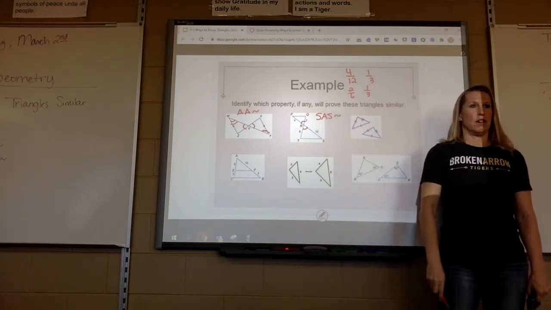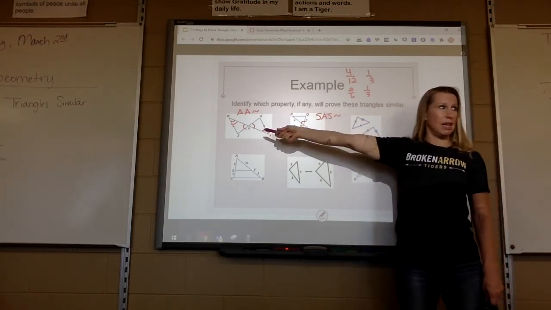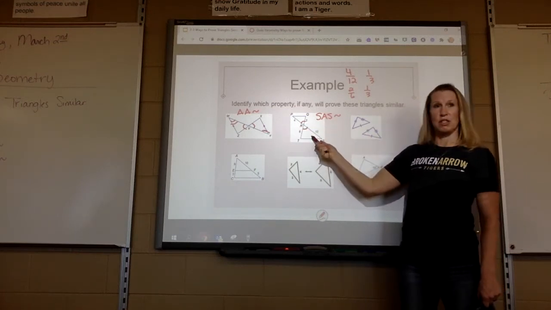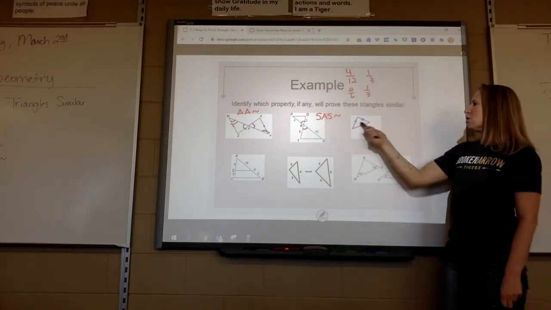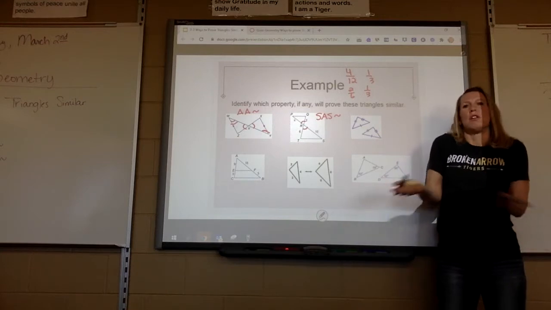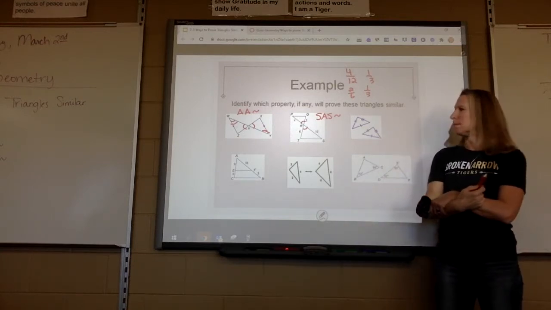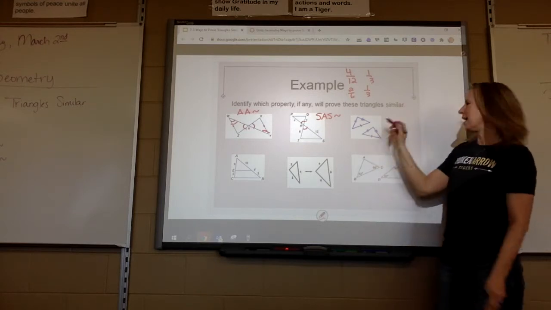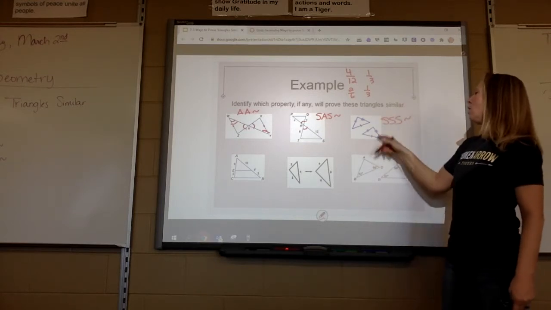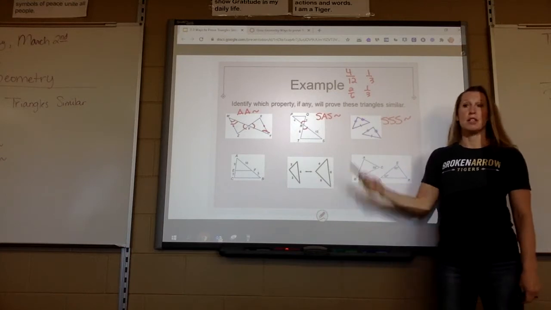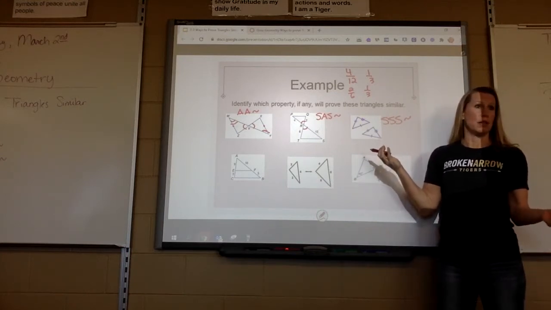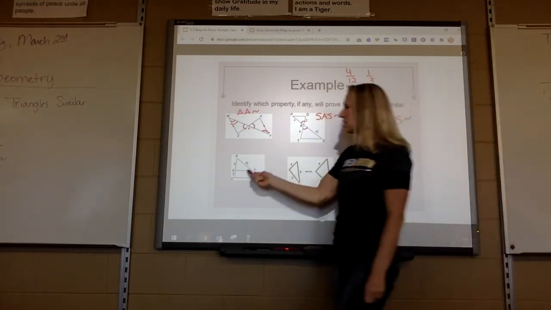You guys okay so far? Arrows mean AA. Check to make sure the sides are proportional. Now these two triangles are congruent, but since they're congruent, they're also similar. Why would they be congruent and similar? Side, side, side. All three sides are marked. So it's okay if they're congruent. They're also similar because they're congruent.